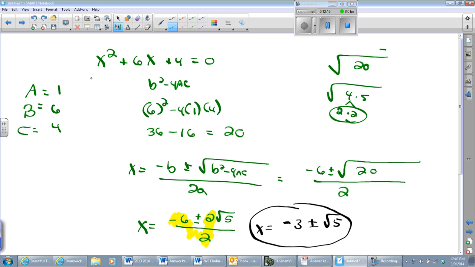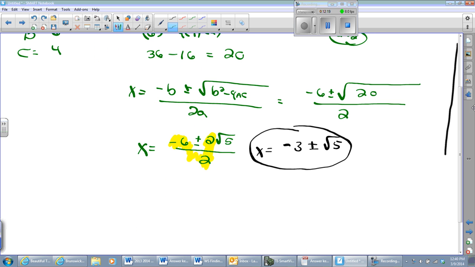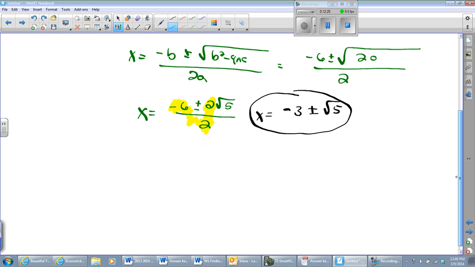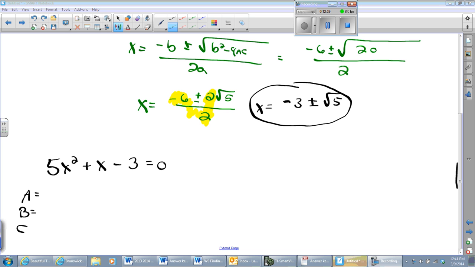Okay, why is an exact answer important? Because there are times when rounding just doesn't make sense. It changes your information. Okay, so we need to be able to deal with both the exact answer and the approximate. I'll do one more of these. And so I'll go find the discriminant. I've got 5x squared plus x minus 3 equals 0. So A, B, and C, easy as 5, 1, negative 3.